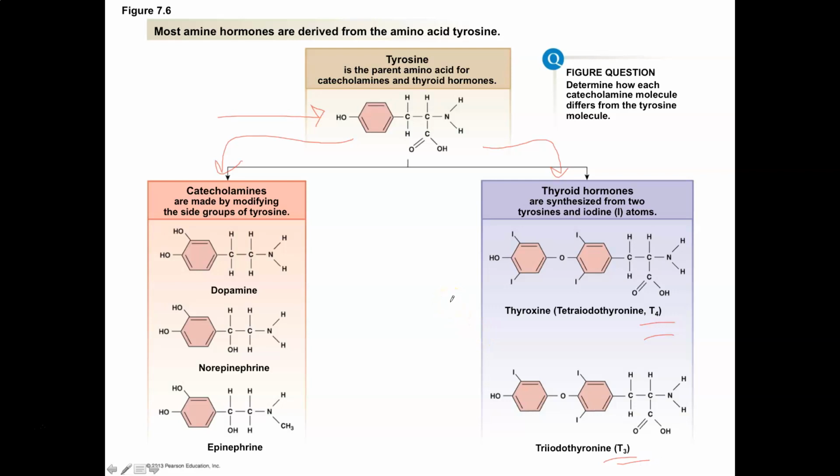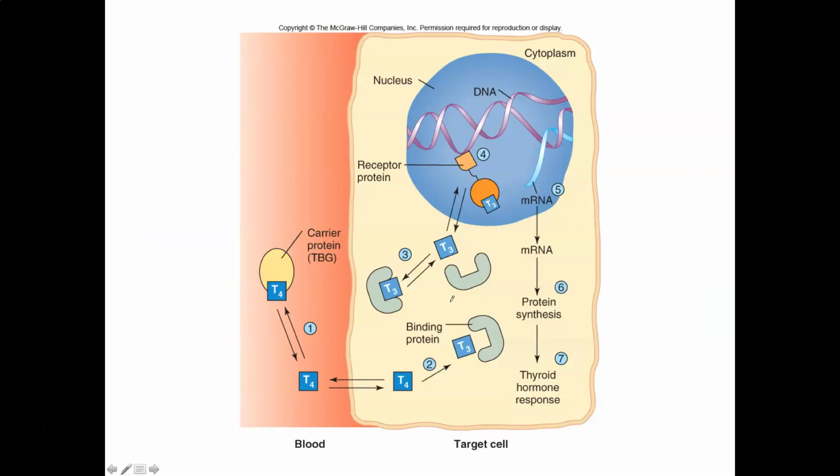And it turns out that thyroid hormone works very similarly to the way your steroid hormones work. They are lipophilic, so they pass through the plasma membrane, and they're going to interact with receptors that are found within the target cell. So let's take a look at thyroid hormone as a mechanism of action.